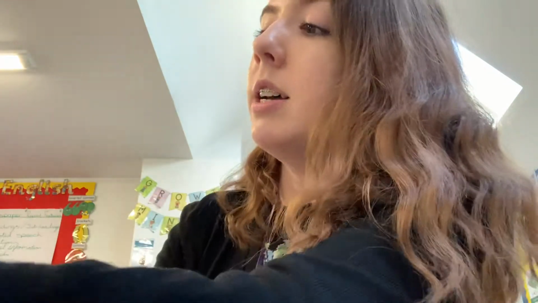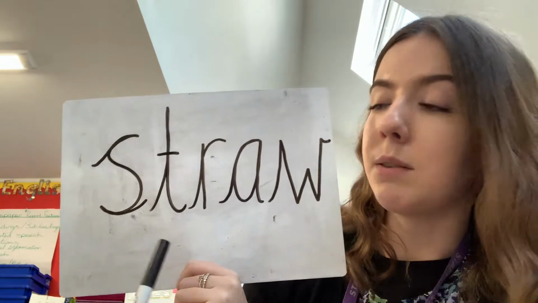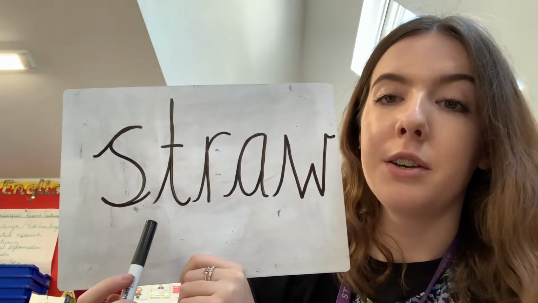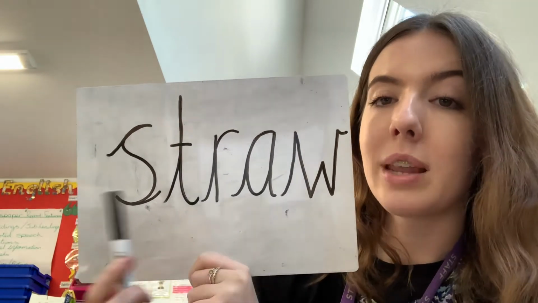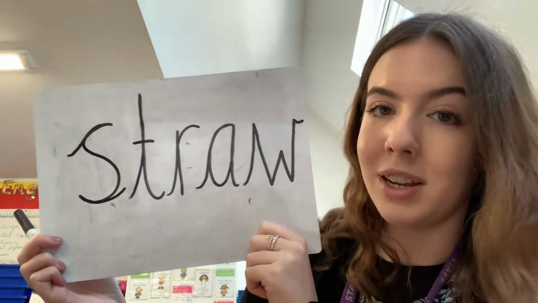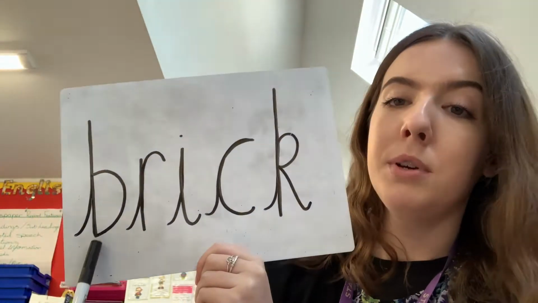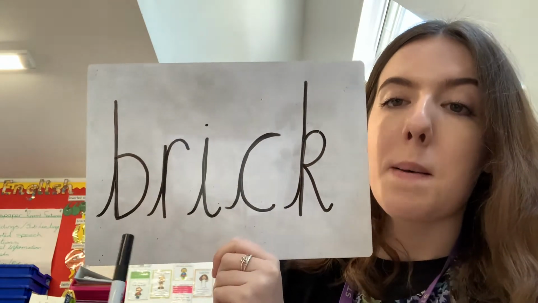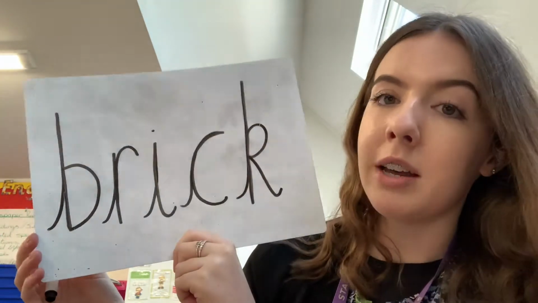And our next key word is straw. There we have straw. So if I spell this one out for you, we have st-r-aw, and that makes straw. And that is our next keyword, and if you could write that one out as well in your lovely pre-cursive writing. And our final keyword is brick. And if we spell this one out, we have b-r-ick, and that makes brick, and that is our final keyword that we will keep repeating throughout the lesson.